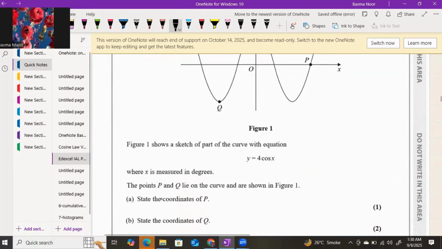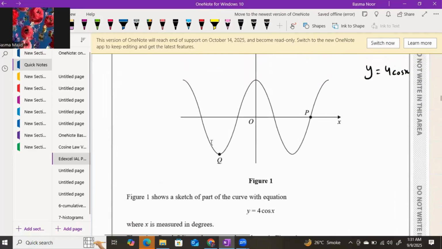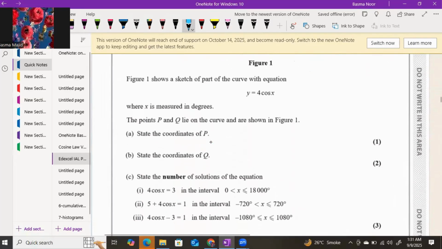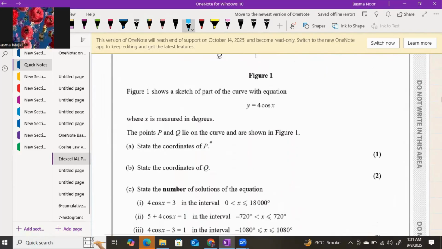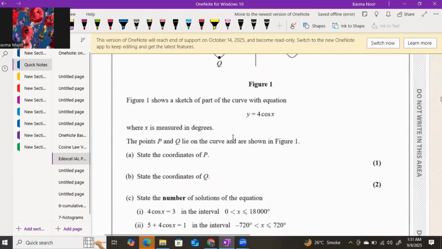The points P and Q lie on the curve shown in figure 1. So let's see where P and Q are. As you can see in the figure, Q is at the bottom of the curve and P is here on the x-axis. So state the coordinates of P and state the coordinates of Q.